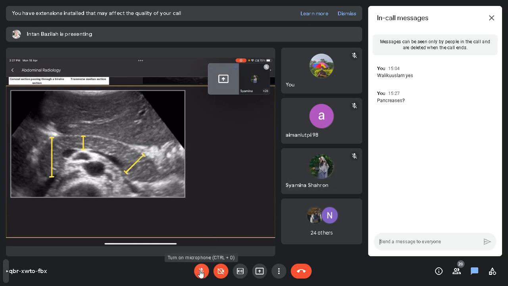Is it pancreas? Yes. Siapa jawab tu? Fatin. I just read Ibrahim's answer. Oh, okay. So I tak boleh baca chat. Yes, this is pancreas. This is the pancreatic head, body and tail.